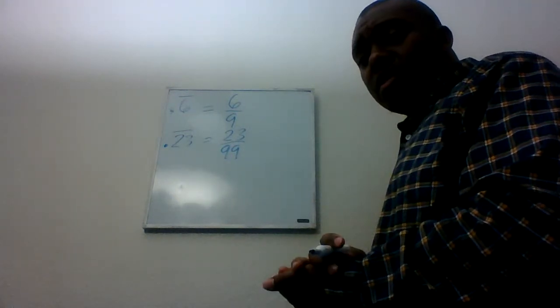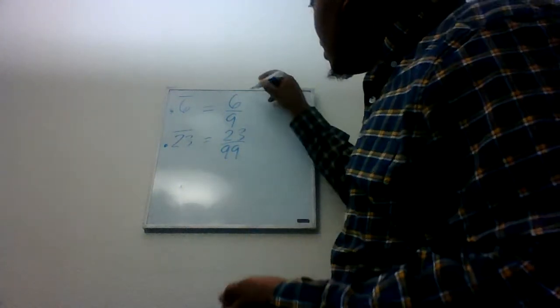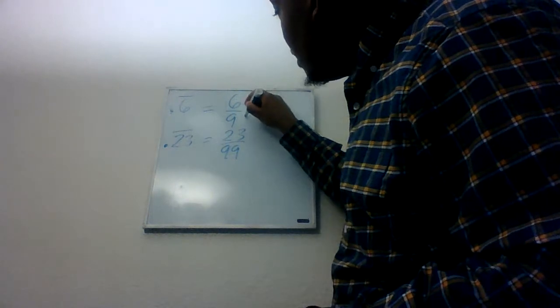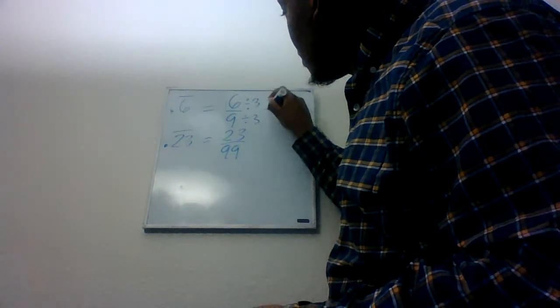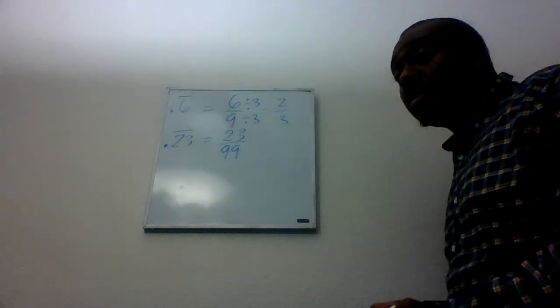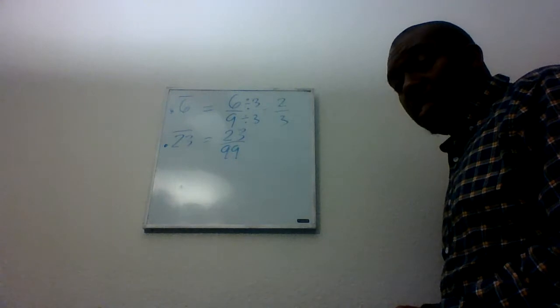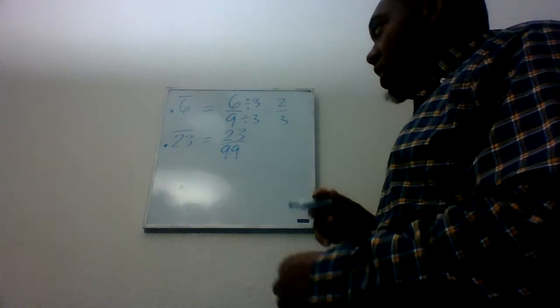But what if they reduce? For example, 6/9 up here, we can divide both of these numbers by 3, and we'll end up with 2/3. That's a common fraction that's used, 2/3. So it's really just 0.6 repeating, or it's also 6/9. Okay.